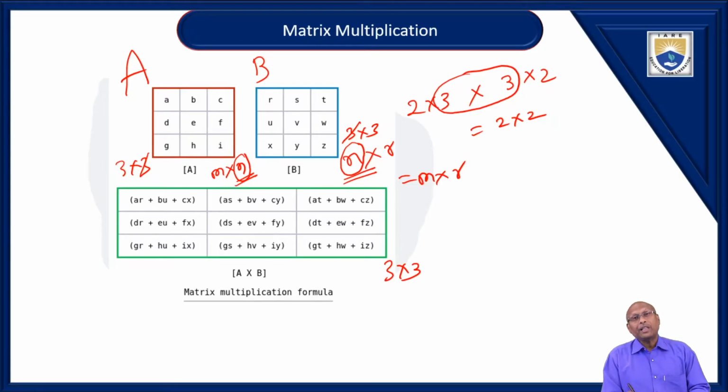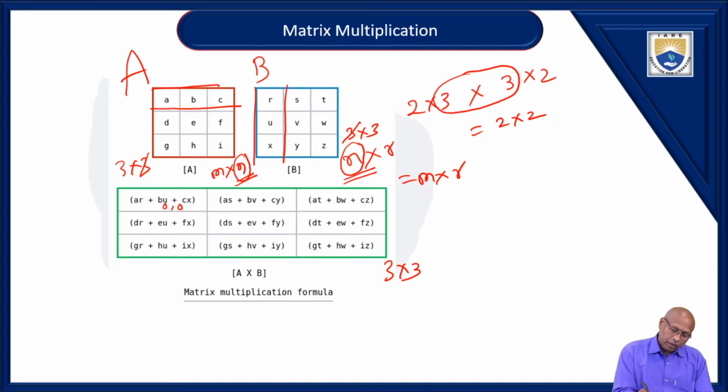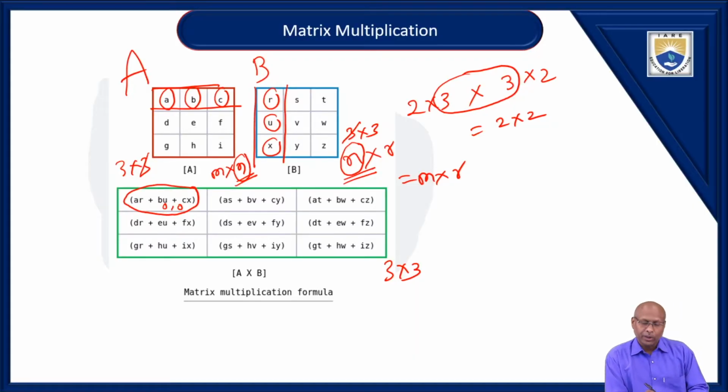For that, how to calculate the value? It is a 3 by 3 matrix. For matrix multiplication, there is a formula. To find the value for 0, 0, the 0th row, 0th column, how to multiply? You have to multiply the 0th row with the 0th column, corresponding elements. A multiply with R, then B multiply with U, then C multiply with X. You multiply each element and add them. If you add everything, you will get a final value. That is the value to be stored at 0, 0.